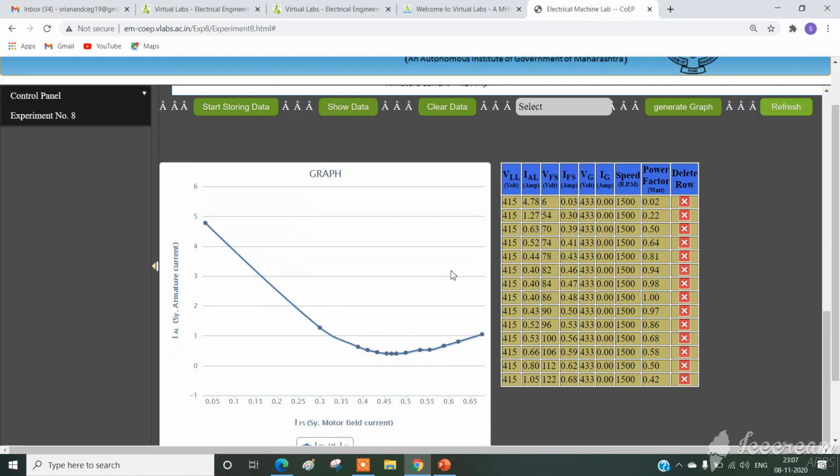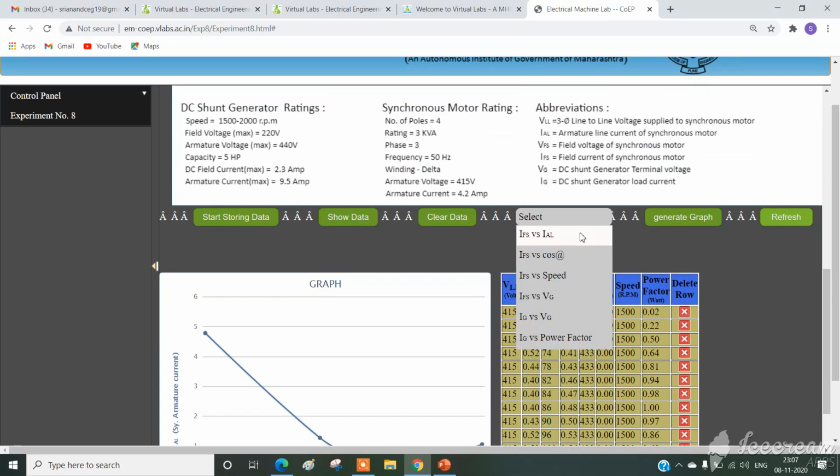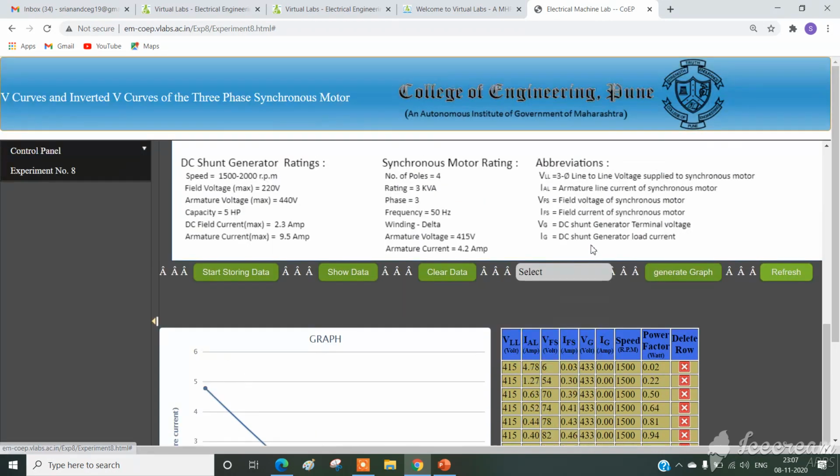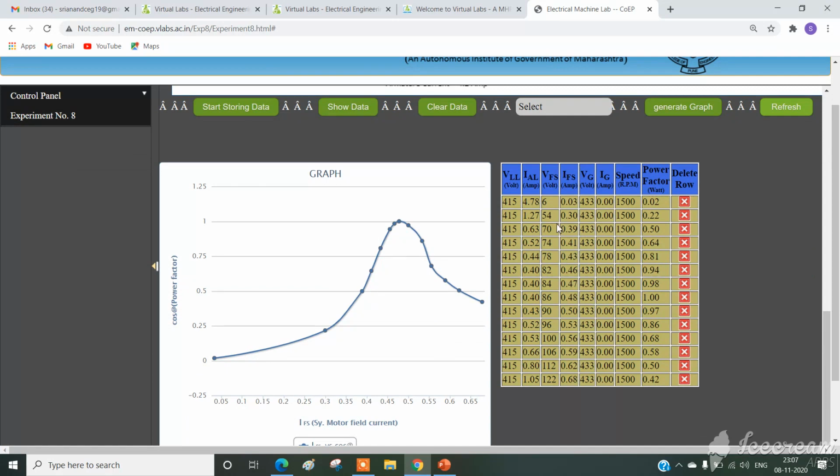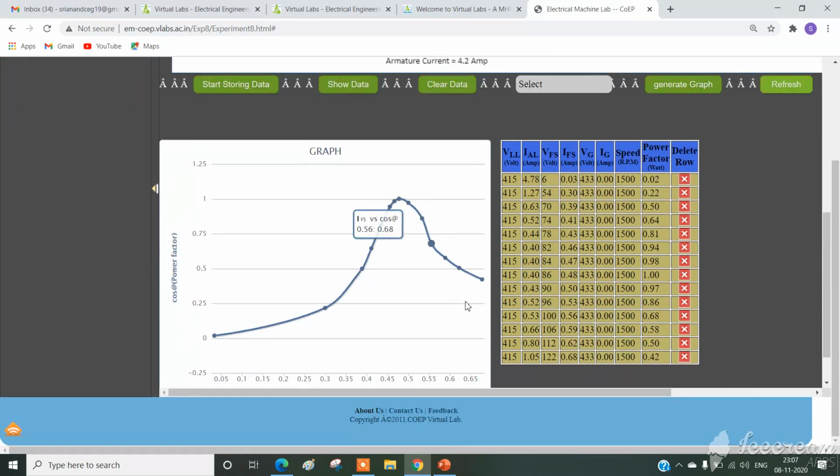Similarly we need to draw the inverted V curve. Simply plot between field current and power factor. The graph is like this, simply inverted. Suppose we are taking more readings, then the graph approximates the V and inverted V curve. So this is the result of this experiment.